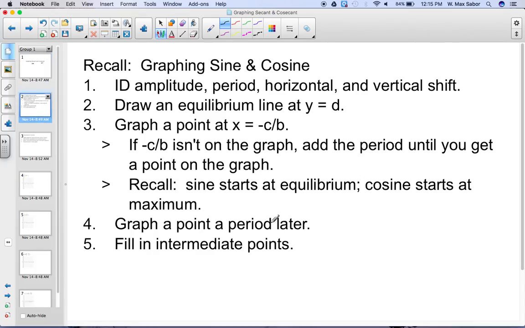We're going to identify the amplitude, period, horizontal and vertical shifts, and draw an equilibrium line at y equals d, the vertical shift. Then graph a point at x equals negative c over b, which is the horizontal shift. If it's not on the graph, then you're going to add the period until you get to a point on the graph. Remember that sine starts at equilibrium, cosine starts at a maximum. Then graph a point a period later and fill in the intermediate points.